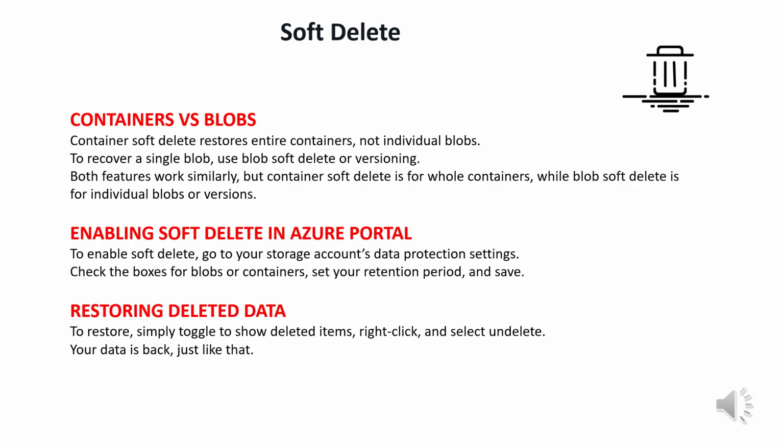Enabling soft delete in Azure portal. To enable soft delete, go to your storage account's data protection settings, check the boxes for blobs or containers, set your retention period, and save. Restoring deleted data. To restore, simply toggle to show deleted items, right-click, and select Undelete. Your data is back, just like that.